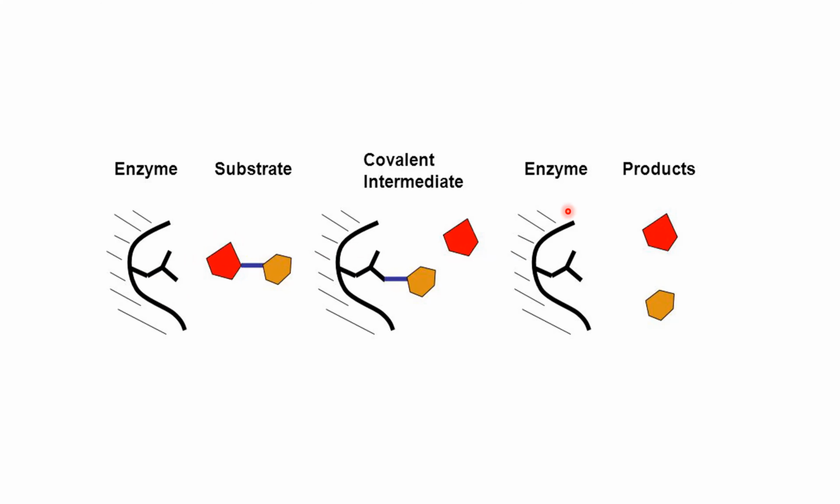So then, after this covalent intermediate, right? This substrate is activated, and then the enzyme will perform its function, converting this substrate into the product one. So both are then released into the system.